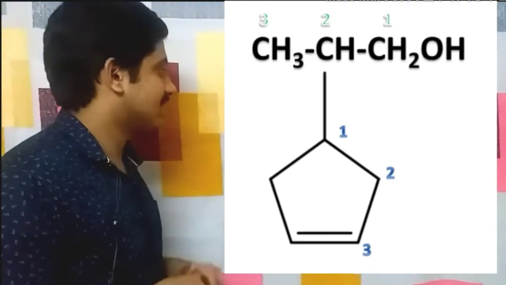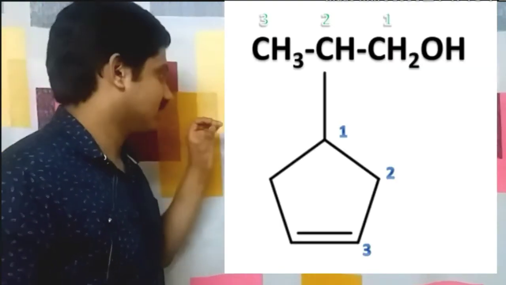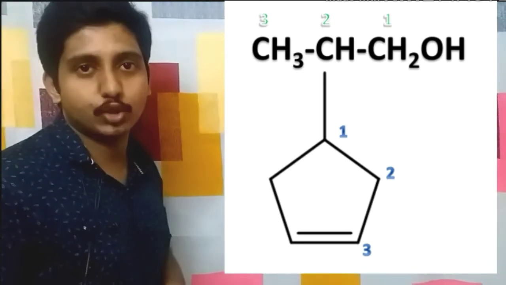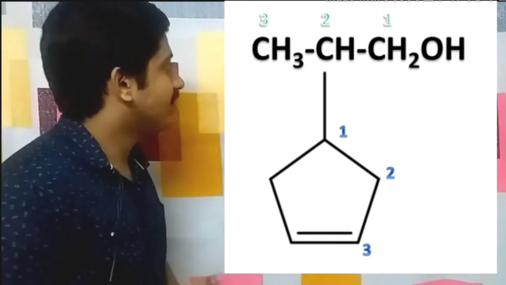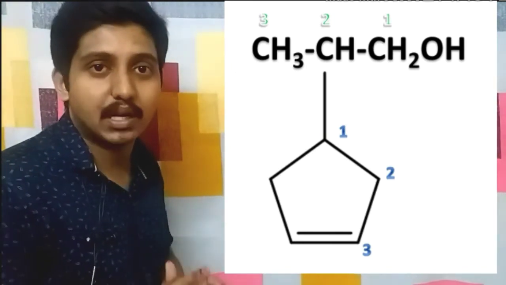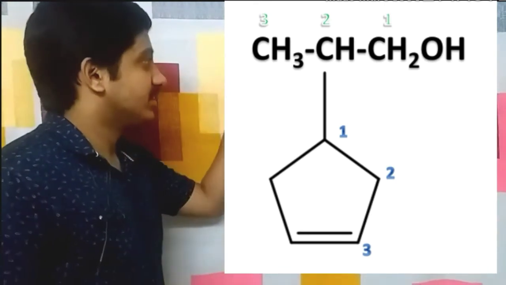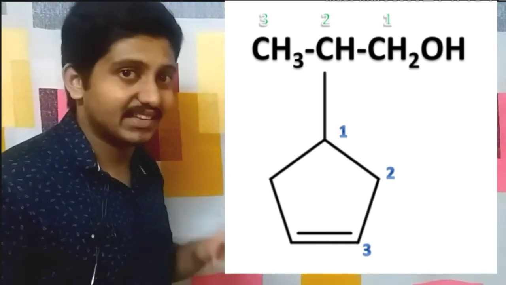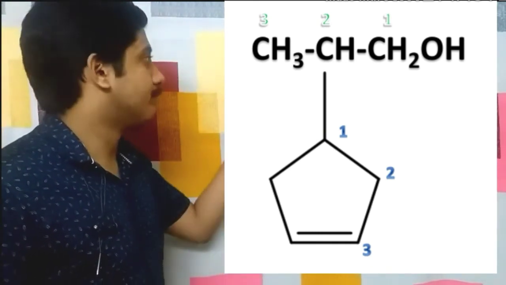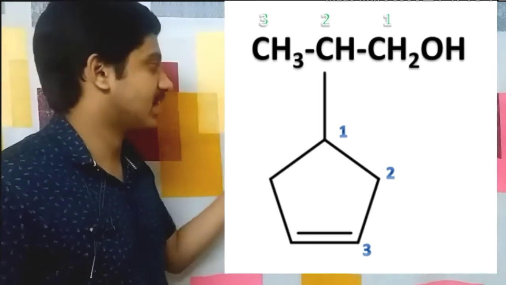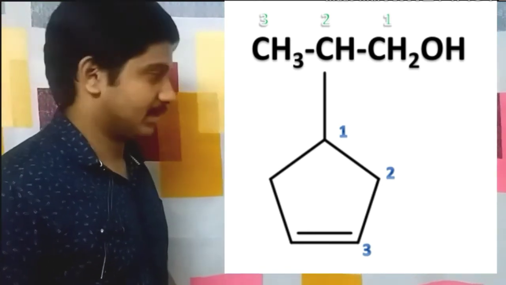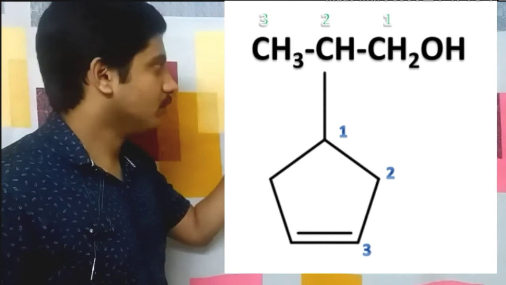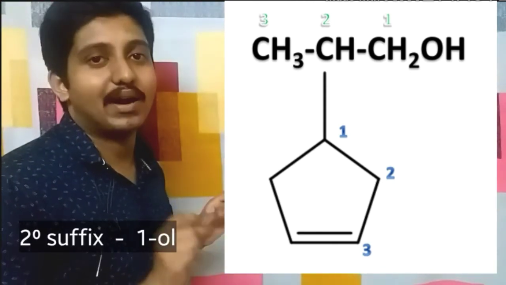Here we have a cyclopentane ring with a double bond, and we have an aliphatic chain as a side chain with the functional group OH. So how will we name it? We will take this aliphatic chain as the principal parent chain, and the numbering will be such that the OH group, since it is a functional group, is given preference. Then according to the lowest locant rule, the branch, that is the cyclopentenyl structure, is also given the lowest possible number. So what will be the suffix? We have the OH group at the first carbon, so the suffix is 1-ol.